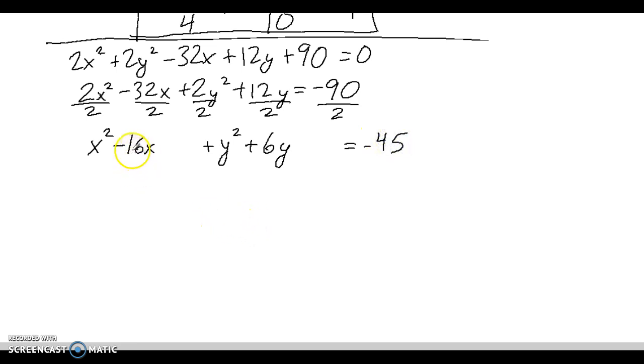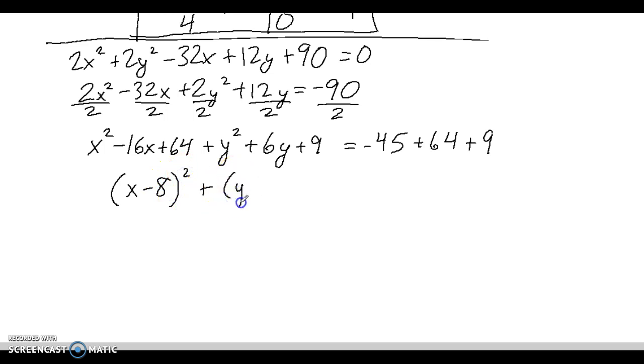And now completing the square is fairly straightforward. -16 over 2 is -8. Squared is +64. 6 divided by 2 is 3. Squared is 9. So we have -45 plus 64 plus 9. And we start simplifying. We get -45 plus 64 is basically 64 minus 45, 19, plus 9 is 28.